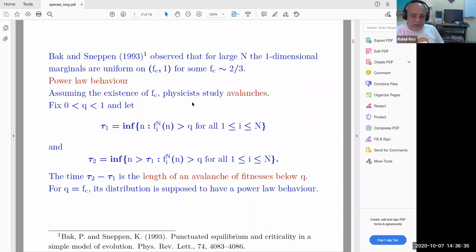What's an avalanche? So fix a number q between 0 and 1, and look at the first time all the species have fitness above q. Let me call that tau 1. And then things may change, and look at the next time, tau 2, when again all the fitnesses are above q. Okay. So this tau 2 minus tau 1 is called the length of an avalanche of fitnesses below q. And what the physicists believe is that if q equals this magical quantity f_c, then its distribution is supposed to have a power law behavior. Okay.